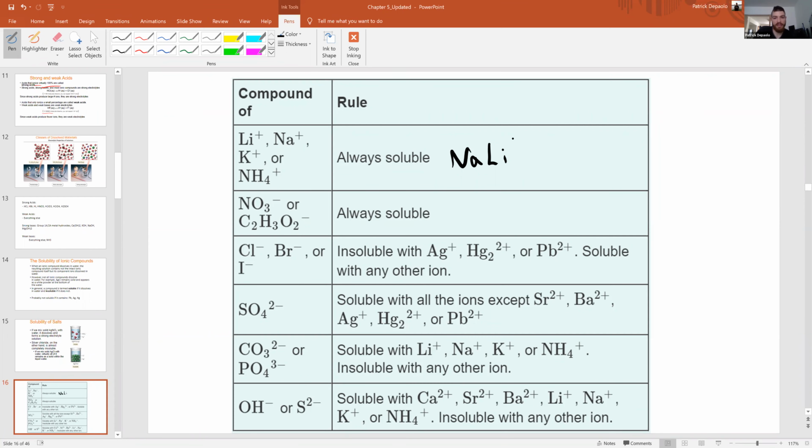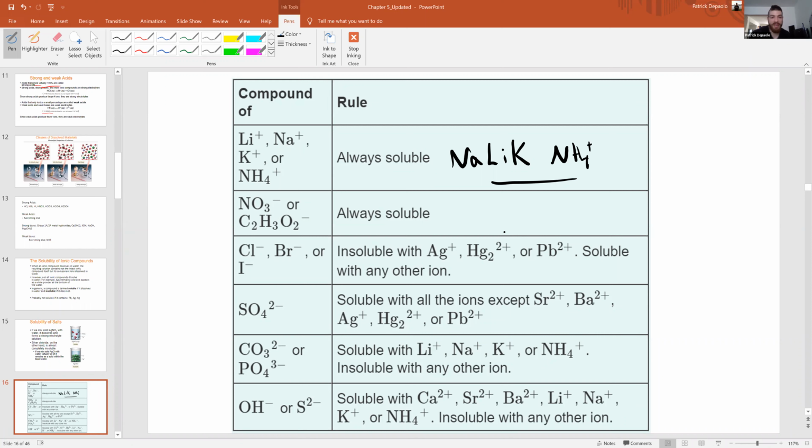Nalik, NH4 plus. All right, there you go. Nalik, NH4 plus. Ta-da. Or Lanak, whatever, Nalik. So there you go. They're always soluble.